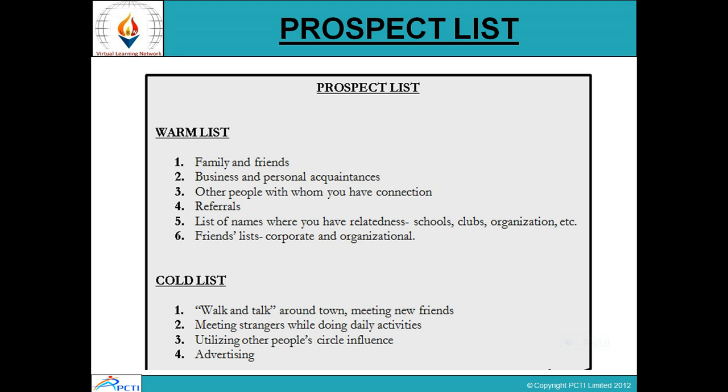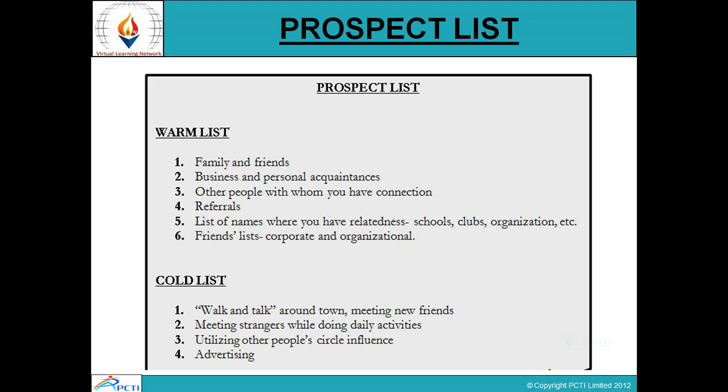Prospect list is basically that list which gives an illusion of the prospects that can be generated in-house as well as out-house. When we talk about the in-house prospect list, there is a warm list. That warm list basically consists of those members whom we meet on a day-to-day basis, for example families, friends, business and personal acquaintances, and other people with whom we have connections.